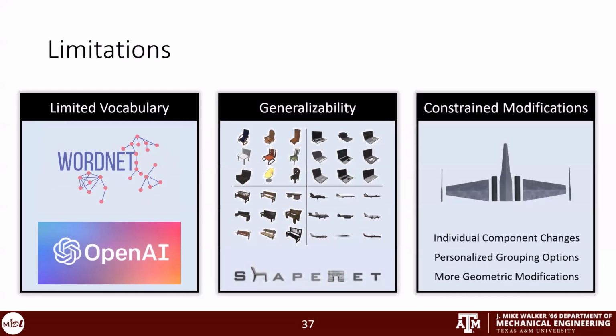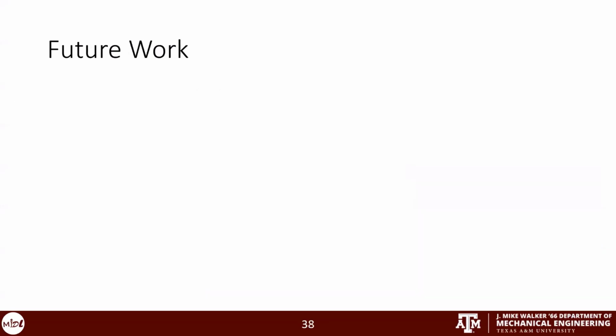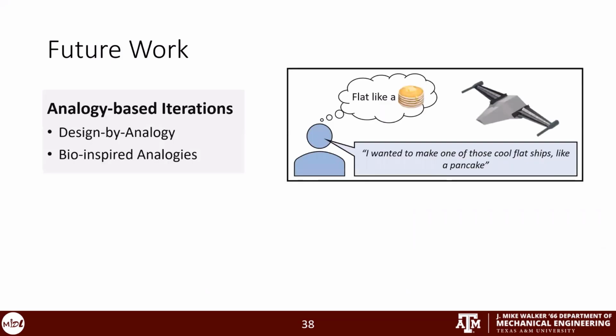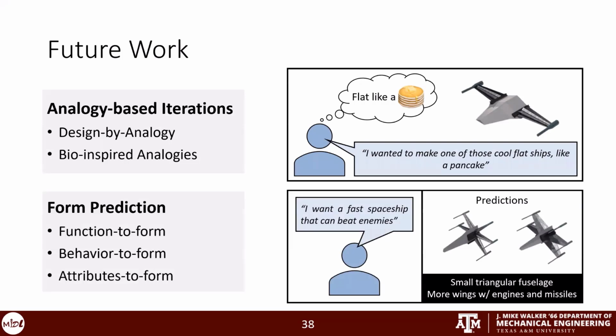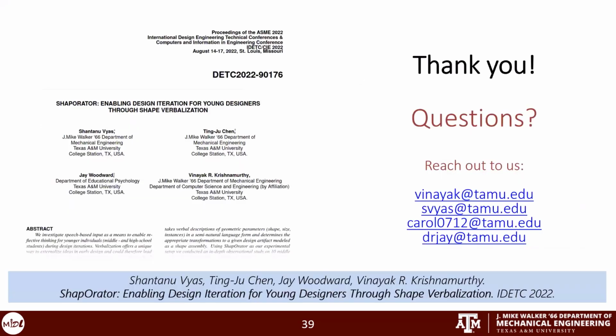Finally, our system allowed a constrained set of modifications to prevent users from having to learn and remember a lot more commands. In future applications, we could easily implement a variety of geometric modifications to create a more robust designing software. Finally, looking at the future direction of our work, we could take clues from analogies used by people and focus on analogy-based iterations where the system could generate results based on the analogies provided. On a similar note, we could also predict the shapes and sizes of objects based on the user's desired functions, behaviors, or attributes. That concludes our presentation.